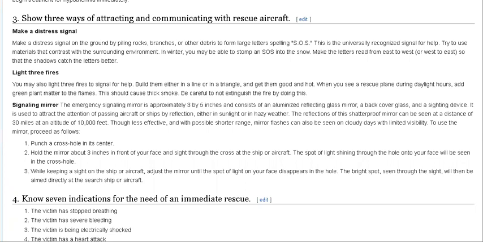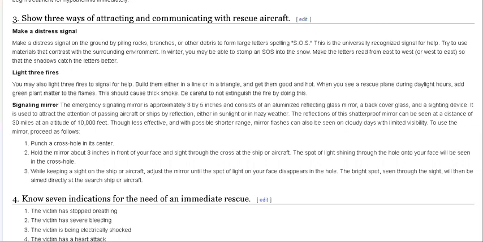The emergency signaling mirror is approximately 3 to 5 inches and consists of a luminized reflecting glass mirror, a black cover glass, and a sighting device. It is used to attract the attention of passing aircraft or ships by reflection, either in sunlight or in hazy weather. The reflections of this shatterproof mirror can be seen at a distance of 30 miles at an altitude of 10,000 feet. Although less effective and with possibly shorter range, mirror flashes can also be seen on cloudy days with limited visibility.